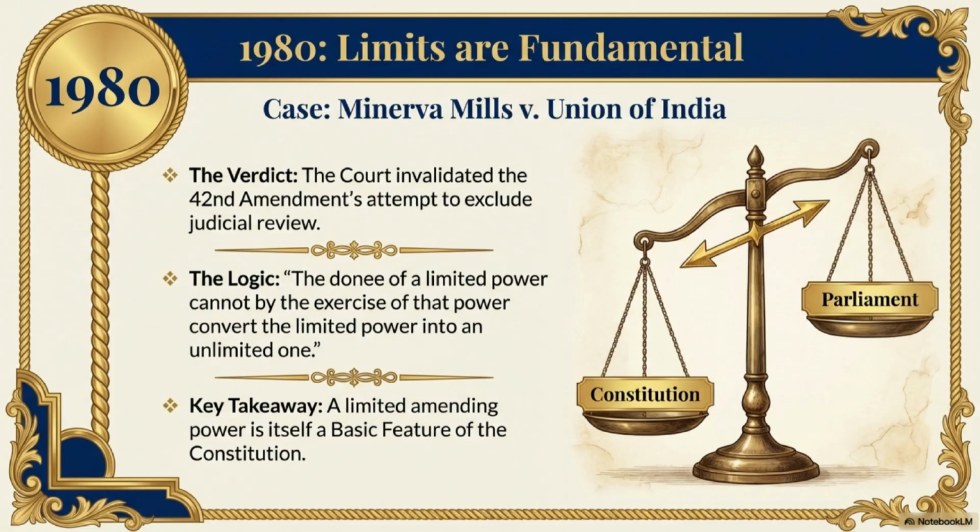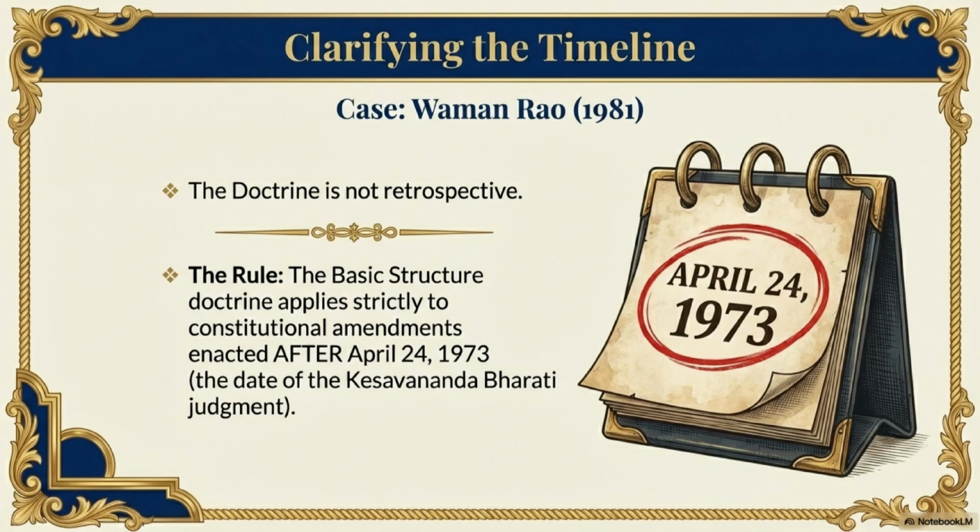The court held that a limited amending power is itself a basic feature of the Constitution. That's so meta. The fact that Parliament's power is limited is, in itself, part of the foundation. Yes, because if Parliament had unlimited power, they could repeal the Constitution entirely. They could destroy the democracy. The court ruled that judicial review cannot be excluded because it's the mechanism that checks if the limits are being respected. So Minerva Mills in 1980 really solidified the doctrine. It put the final nail in the coffin of the idea that Parliament is absolutely supreme. That's the key takeaway. The Constitution is supreme.